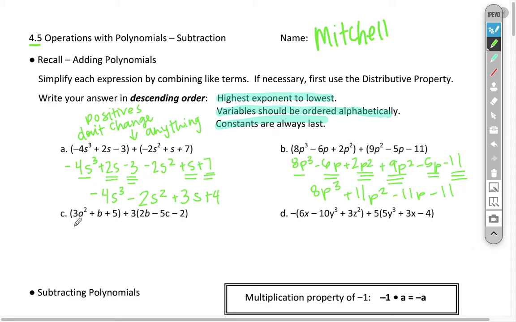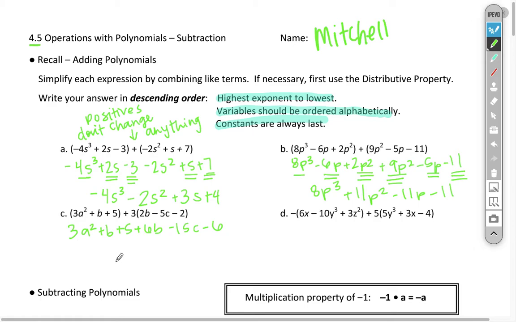Same thing going on down here. We're just going to bring this whole thing down. But now we've got a 3 in front of this. So this 3 needs to be distributed. So we have 3 times 2b. That's going to be 6b. 3 times negative 5c is going to be negative 15c. And 3 times negative 2 is going to be minus 6. So in that particular problem, we had to distribute this 3 out, right? We didn't just have a plus sign. We also had a number that we had to distribute.